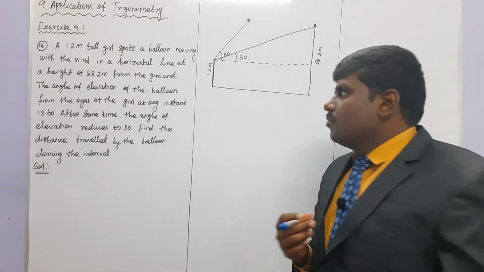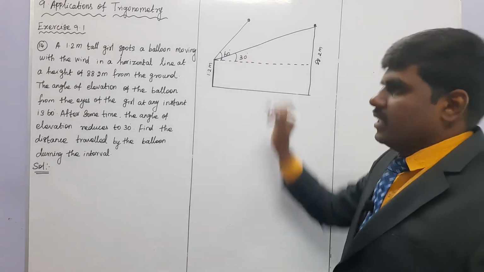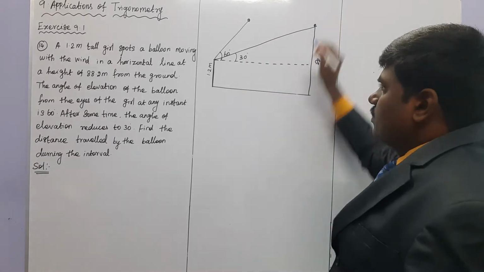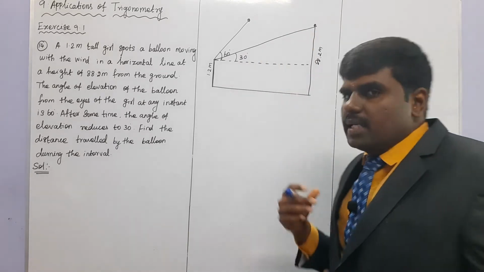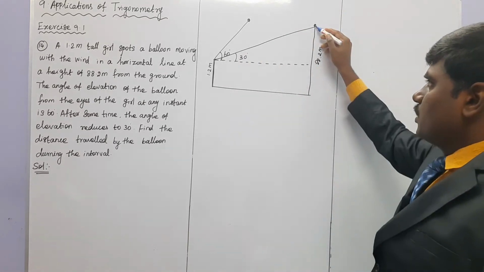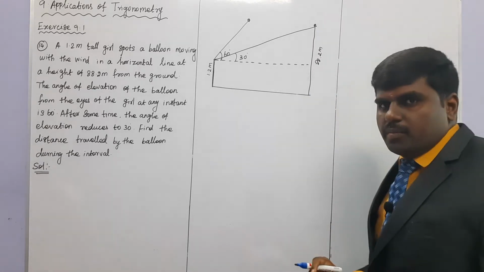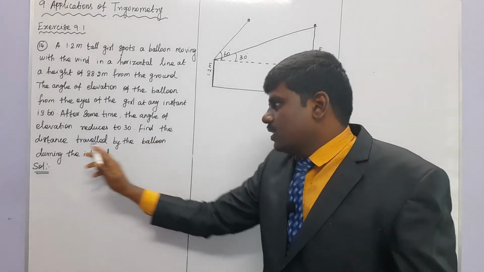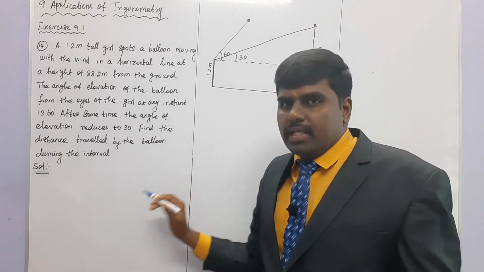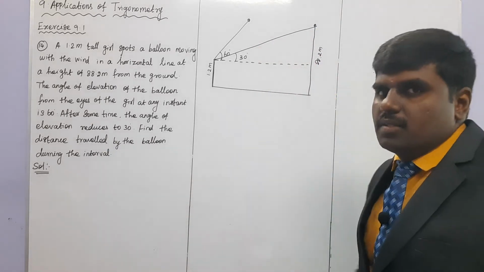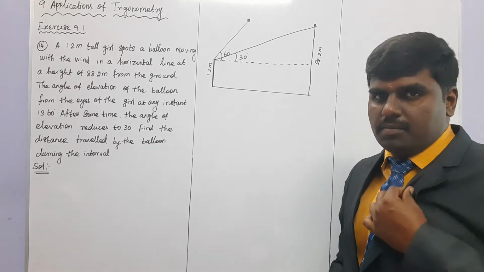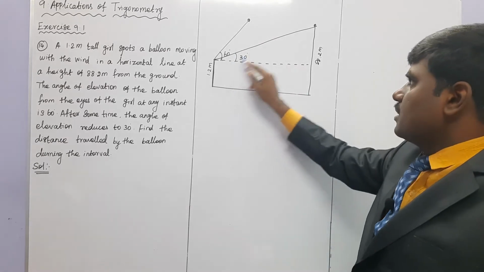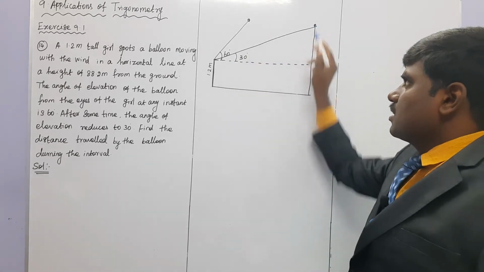What is the meaning? At the initial stage, the girl observes the balloon at 60 degree. After some seconds the balloon moves along the horizontal line. Again the girl observes the same balloon, and the angle is 30 degree. The total height of the balloon from the ground is 88.2 meter. I need the distance traveled by the balloon from here to here. That's the main question: find the distance traveled by the balloon during the interval. Is that clear? Initially she observed 60 degree, after some time the same balloon at 30 degree. What distance did the balloon travel?